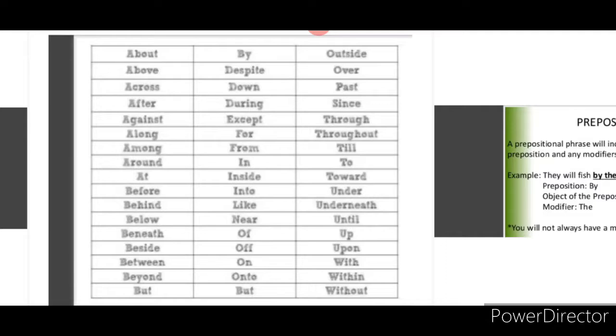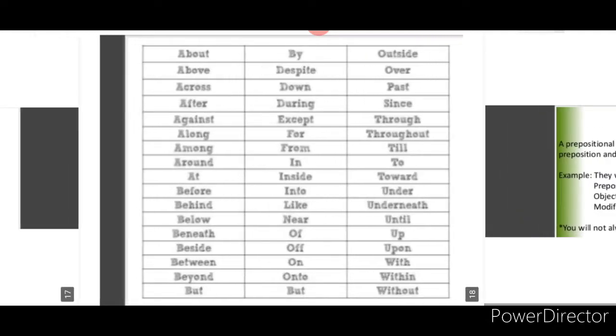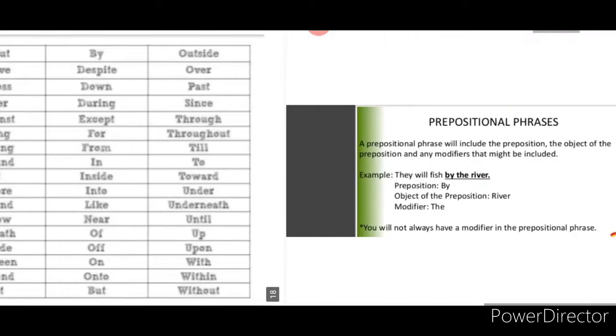So now let us discuss what a prepositional phrase is. Before we discuss the prepositional phrase, you have to know what preposition words we have. It is about, above, across, after, against, along, among, around, at, before, behind, below, beneath, beside, between, beyond, but, by. So many words I have given here, you can go through that. Okay, so now let us discuss what a prepositional phrase is.